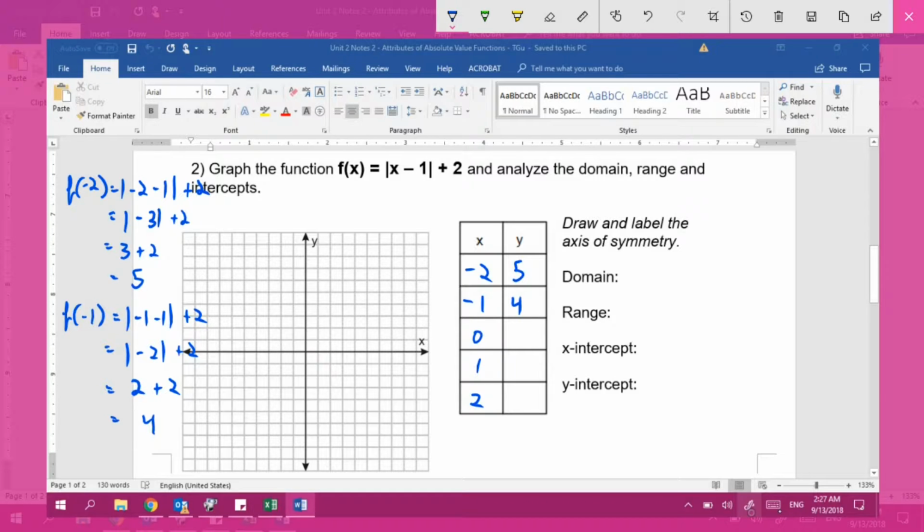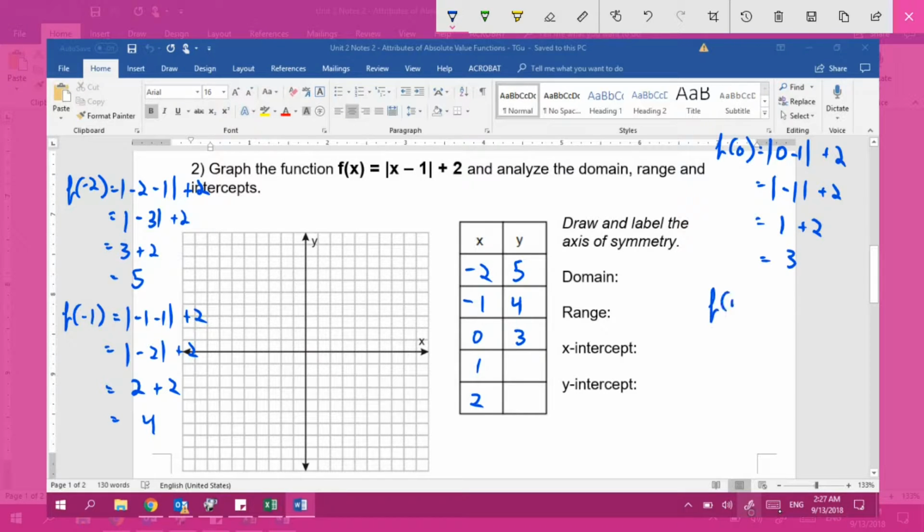Alright, let's do f of 0. F of 0 is going to be the absolute value of 0 minus 1 plus 2. What's 0 minus 1? That's negative 1 plus 2. What's the absolute value of negative 1? That's positive 1. Plus 2, and so we can see that at 0 it's going to be 3, so 0, 3.